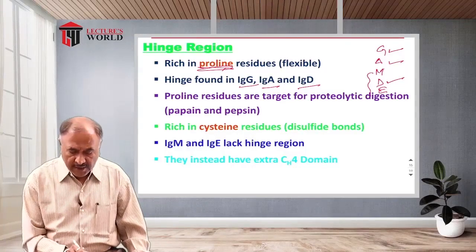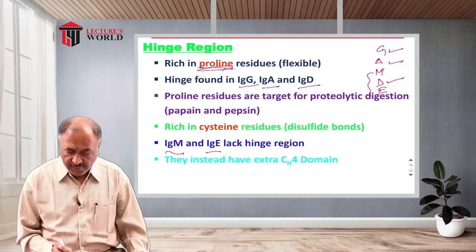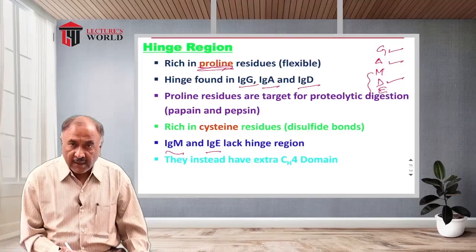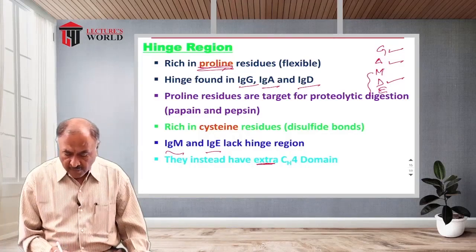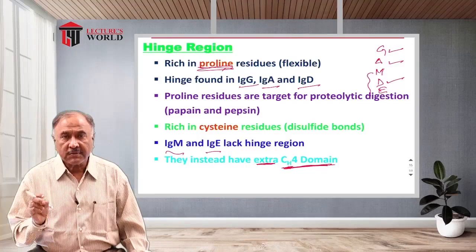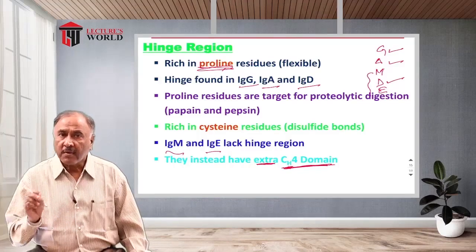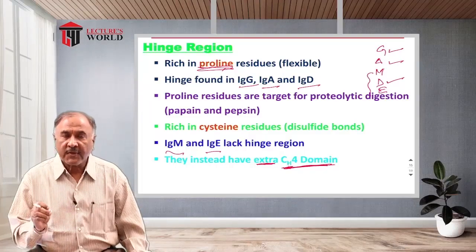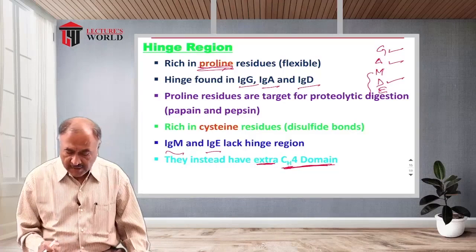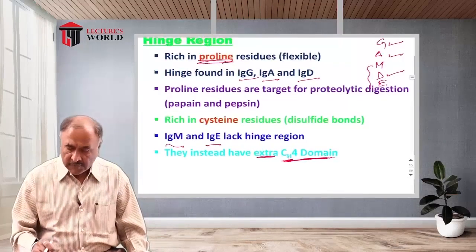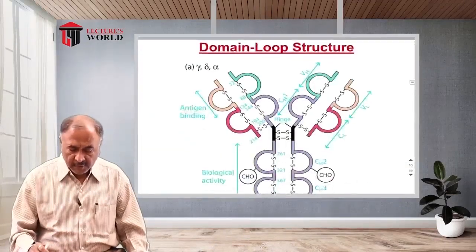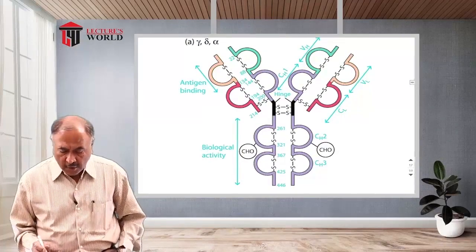As I have told you, IgM and IgE lack the hinge region. And these IgM and IgE have extra CH4 domains. Normally, there are 3 domains: constant heavy 1, constant heavy 2, constant heavy 3. But one more section is there in the case of M and E, and that is the CH4 domain. So this is something which is shown in the slide. Okay.